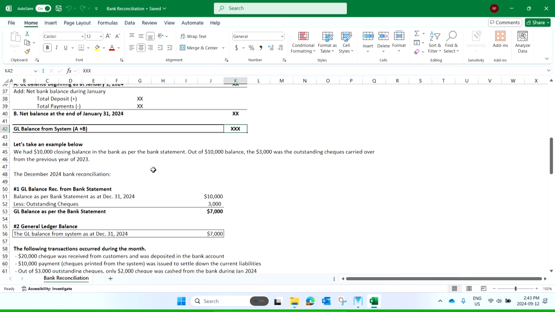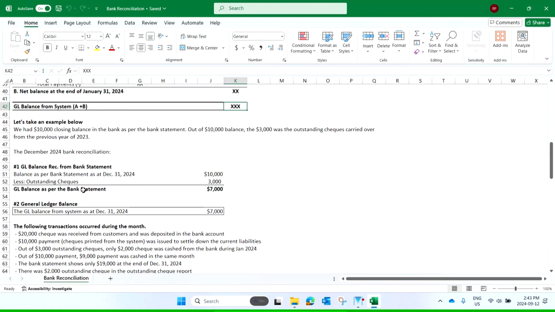Then let's do a reconciliation here, from the bank statement to the GL balance. First, the balance as per the bank statement is $10,000 minus outstanding checks of $3,000. Then we get $7,000. When we go and look at the GL, we see the $7,000. Perfect.